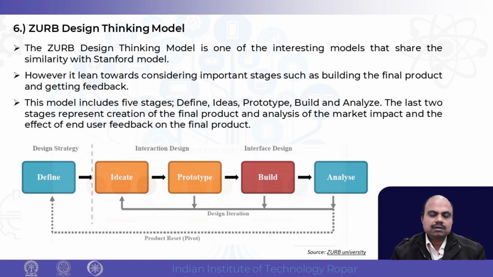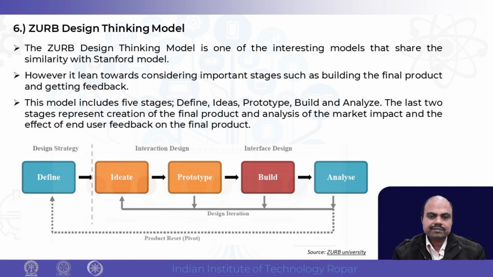Now we are going to learn another method. The sixth one is ZURB, the design thinking model. ZURB is one of the interesting models that shares similarity with the Stanford model. However, it leans towards considering important stages such as building the final product and getting feedback.